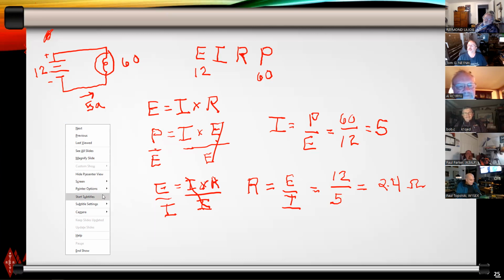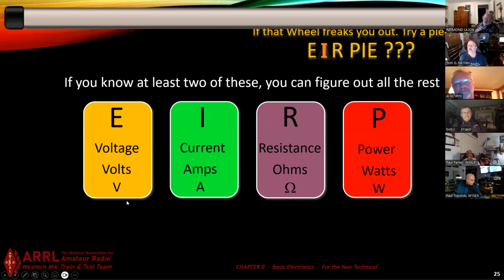Hang on, where's my eraser? Oh no, I lost this eraser. I lost my eraser. I know it's here. Pointers. Erase entire screen. There we go. And we'll put the projection screen up again and we'll move on.